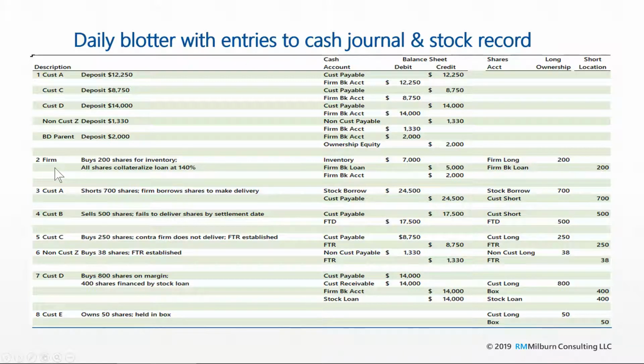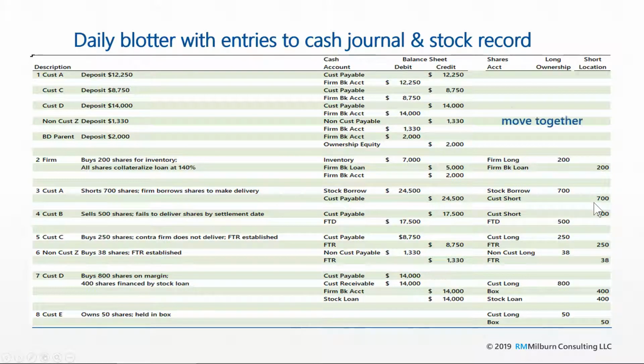The second transaction was the firm buying 200 shares for inventory. You can see that there's $7,000 showing as an asset on the cash journal. And also the stock record has the 200 shares long. Going down, you can see here for customer 3, he shorted 700 shares and the firm had to borrow the shares to make delivery. So you end up with a stock borrow for $24,500 and the customer payable because it's a short sale, so therefore he's going to get the cash from the sale for $24,500. And on the stock record, you can see we've recorded the stock borrow, 700 shares, and the customer short for 700 shares.